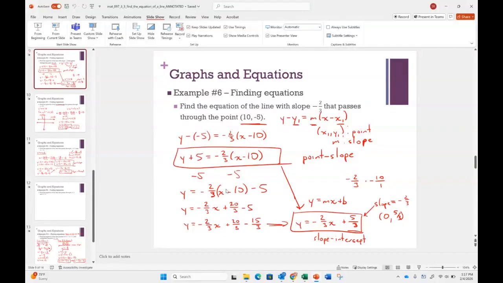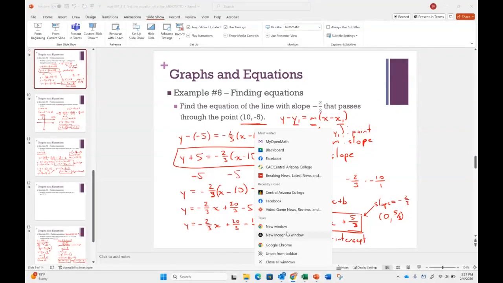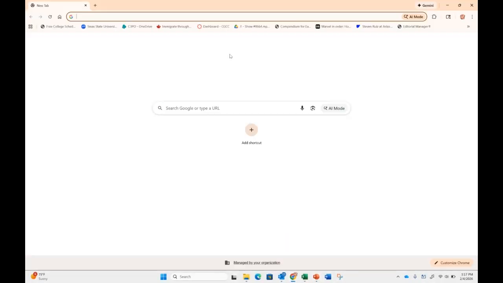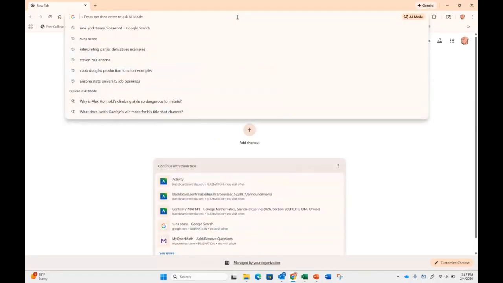That's the thing I'm confused about. How do I tell when it is slope-intercept and when it is point-slope? So let me go to my OpenMath and I'll give you some examples.